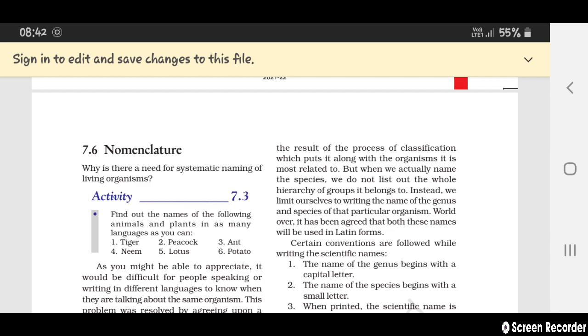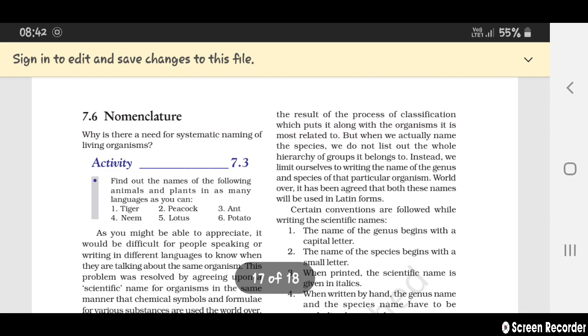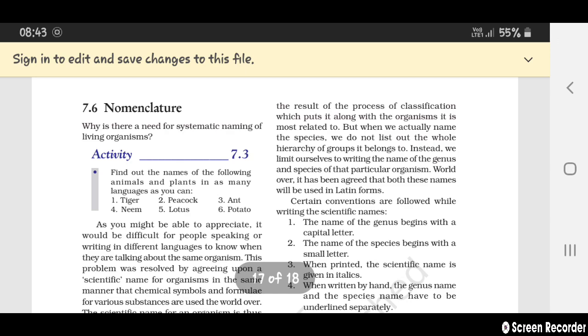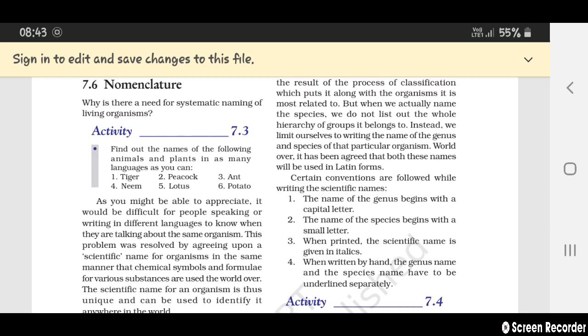It has been agreed that the whole world uses this name in Latin form. Certain conventions are followed while writing scientific names. The name of the genus begins with a capital letter. The name of the species begins with a small letter. When printed, the scientific name is given in italics. When written by hand, the genus name and the species name should be underlined separately. These are the four rules you have to follow while writing scientific names.